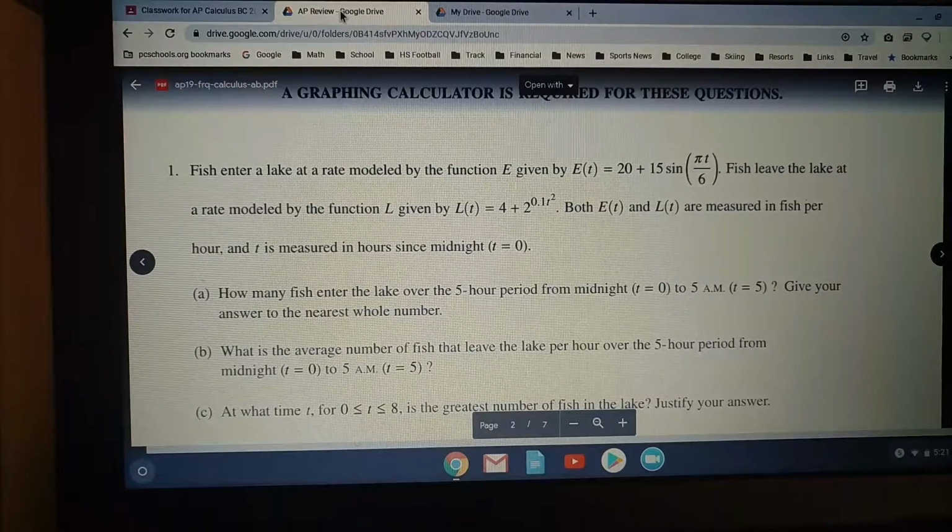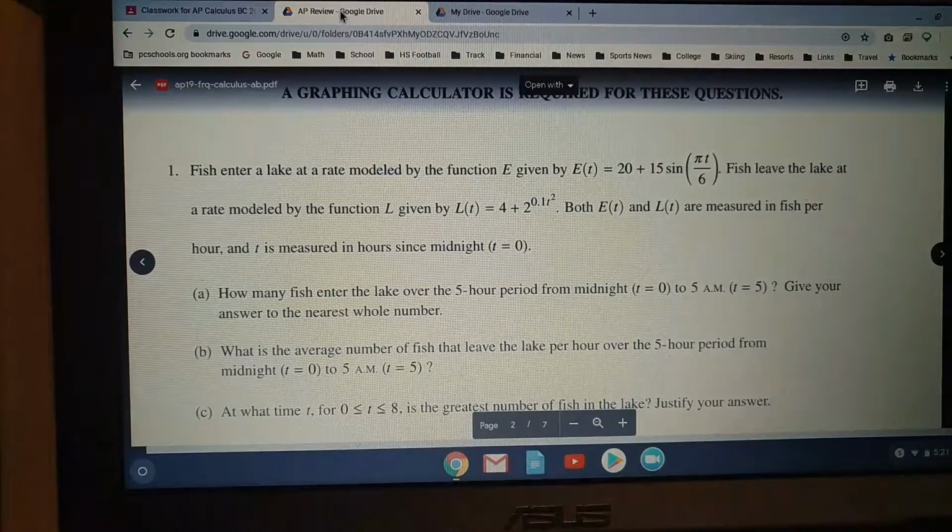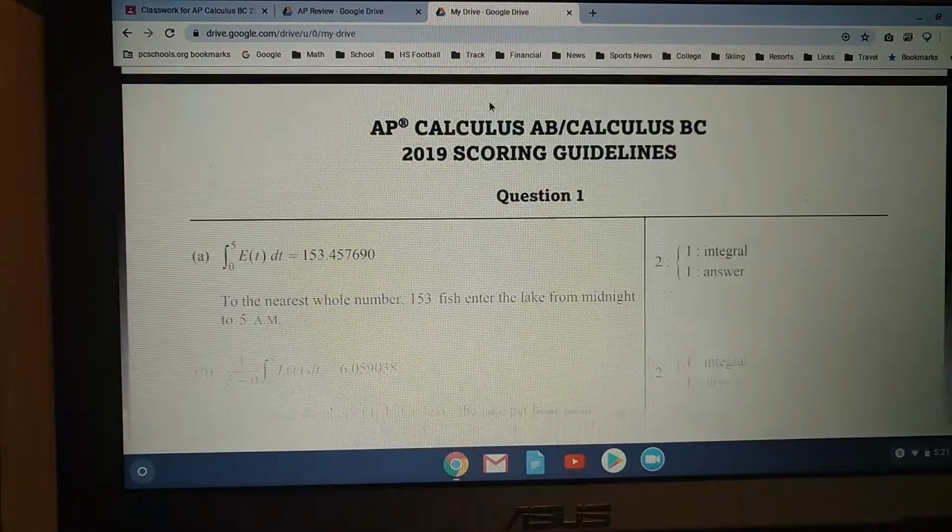So the first question we see is our classic rate in, rate out kind of problem. We have a rate of fish entering the lake. That's our E, enter, equation. We have a rate of fish leaving the lake. That's our L, leave, equation. So let's look at how we're going to score this.